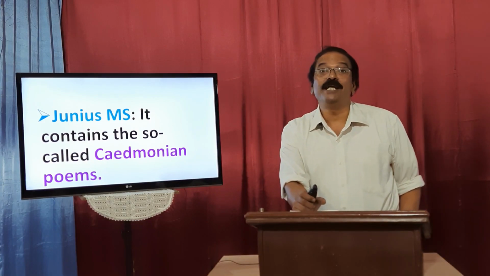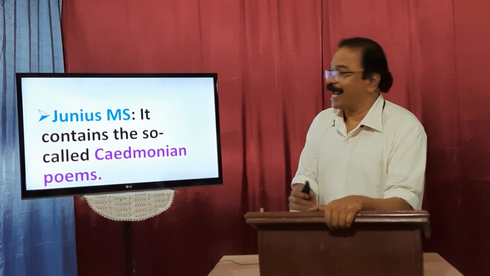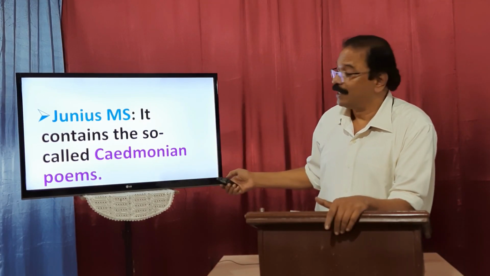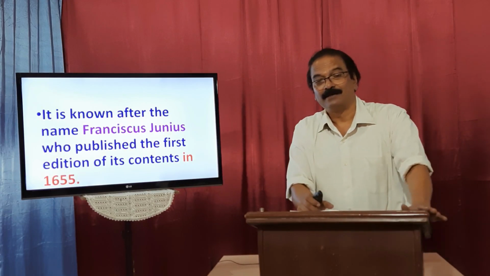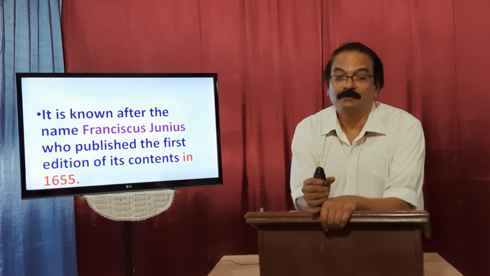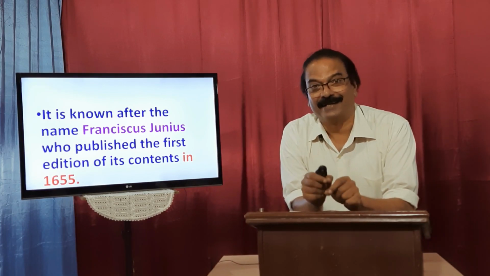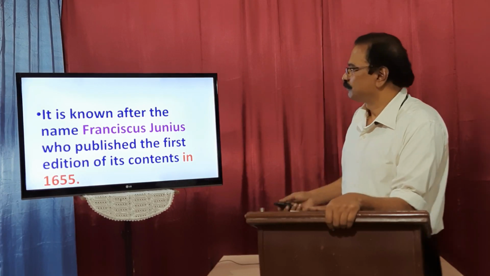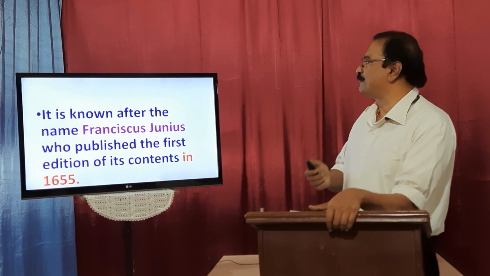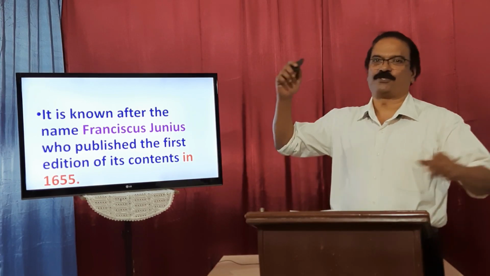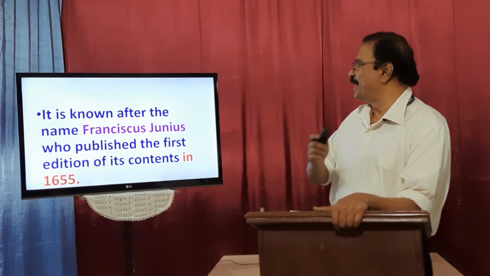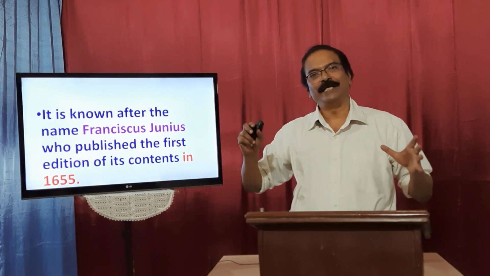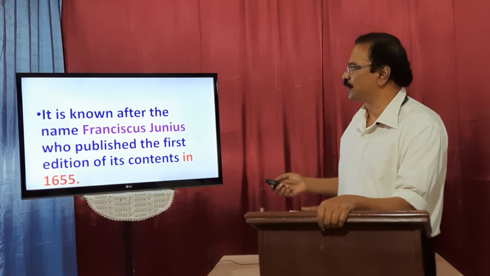Third manuscript, the Junius manuscript. How did it get that name? It contains the so-called Caedmonian poems. Now, how did it get its name? It is known after Franciscus Junius, who published the first edition of its contents in 1655. That's how it got this name, Junius manuscript.